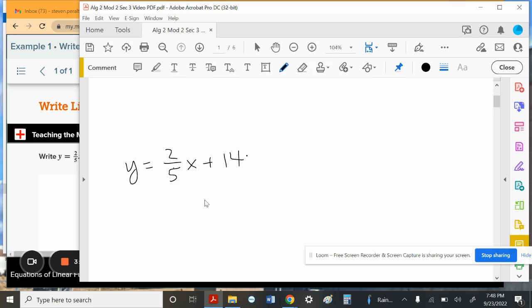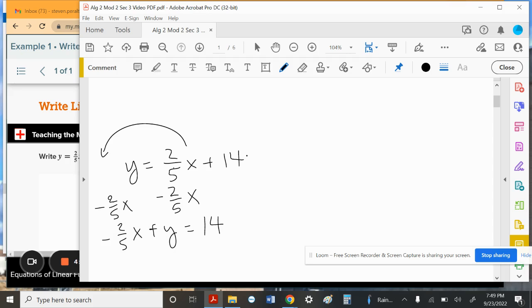So we need to move everything to the, or not everything, we need to move the x over to this side. So to do that, we're going to subtract. So we subtract -2/5 x from both sides. Of course, these are not like terms here, so we can't combine them. So we have -2/5 x plus y equals 14.